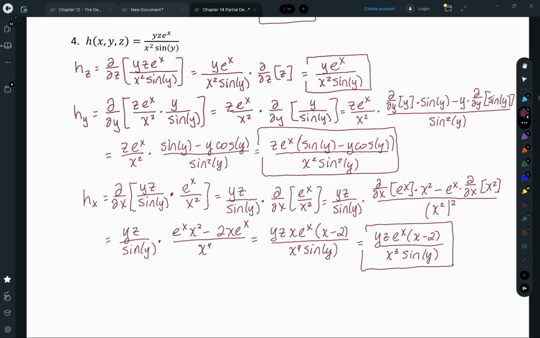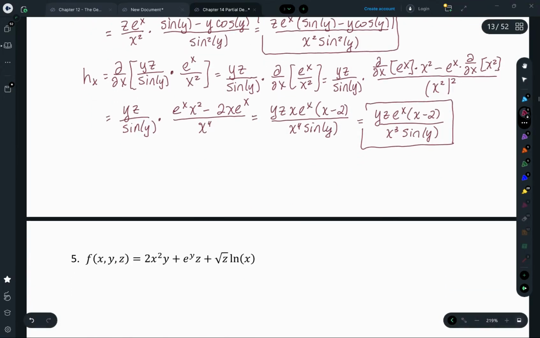Okay, so in this particular one, I bothered to simplify things or to factor things because I could see that something would simplify in the denominator and just make it look a little bit better. And that's it for my first partials for number 4. Let's see what we have in number 5.